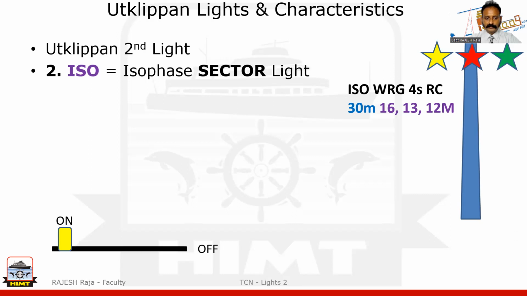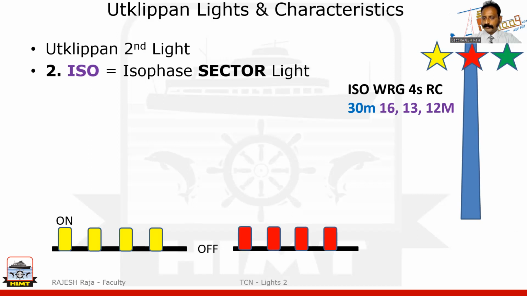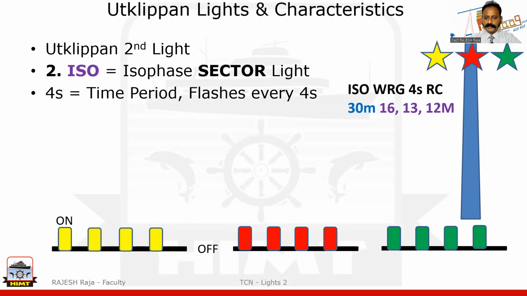So it is on, white light is on, equally off period, again on, equally off period, again on, and so on. The same thing happens to the red sector also. Isophase red sector, then the isophase green sector. Okay, these are flashing at different sectors, so it is not at the same place. 4 seconds is the time period. So as per normal definition, first start to the second start is 4 seconds.